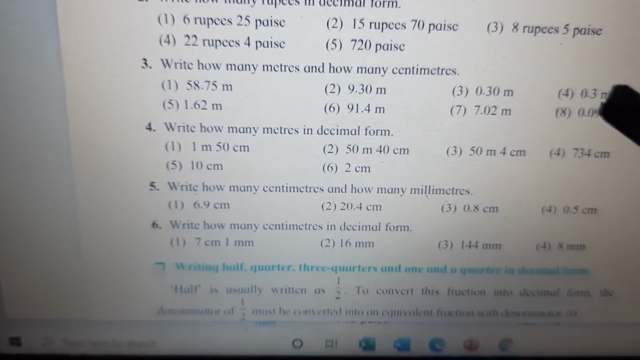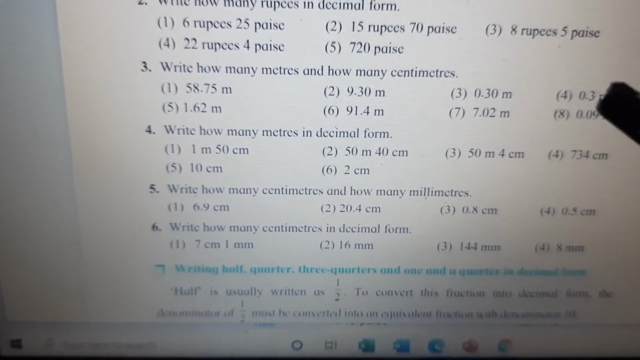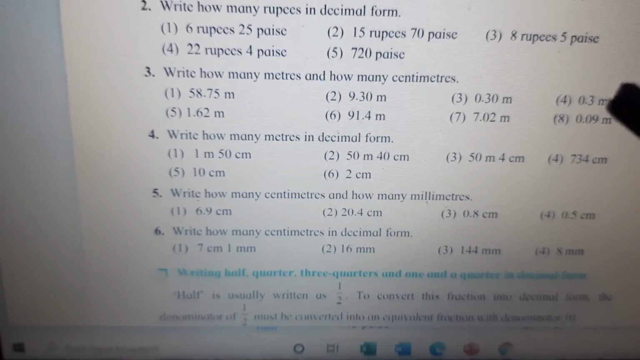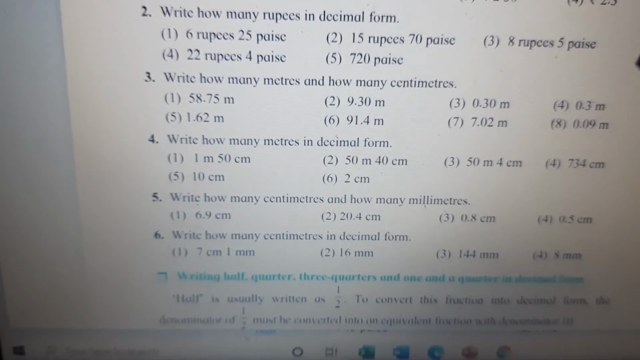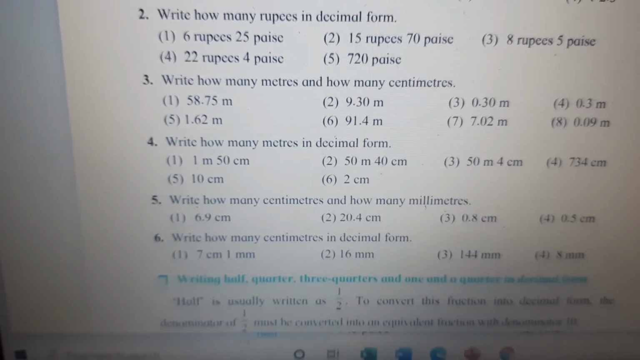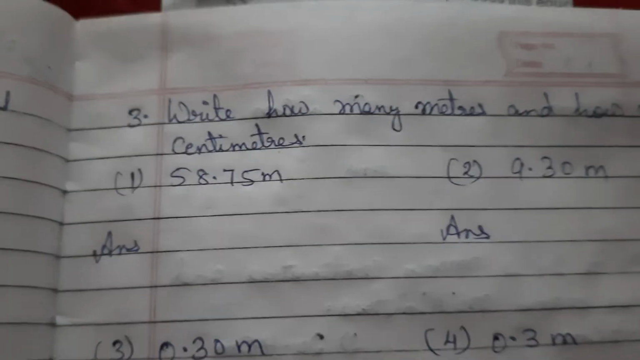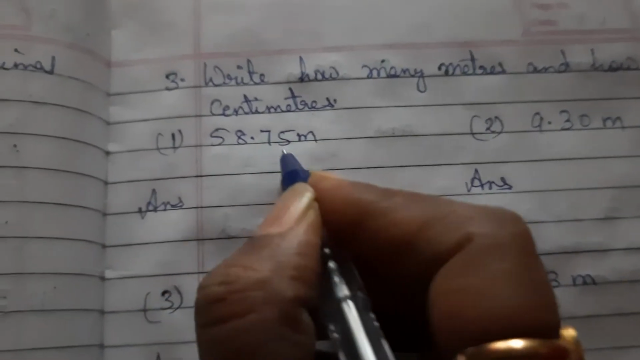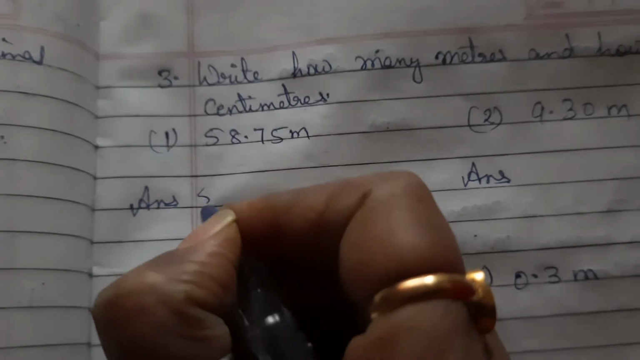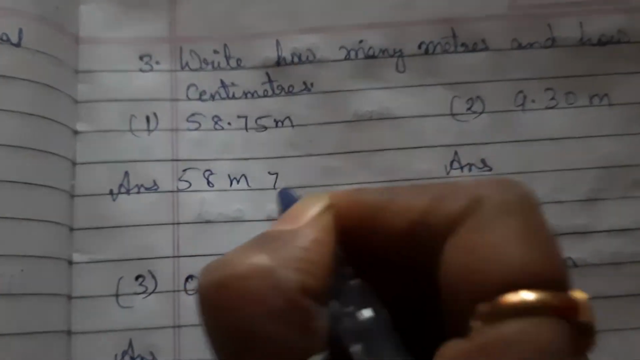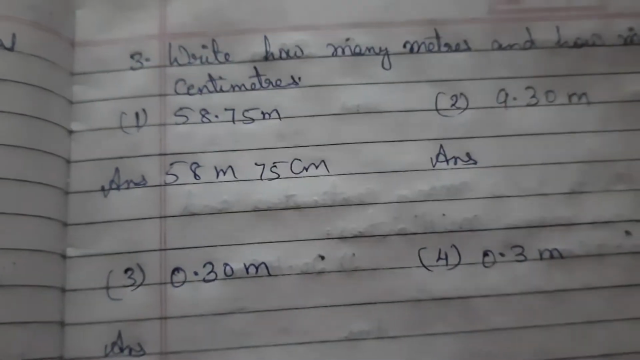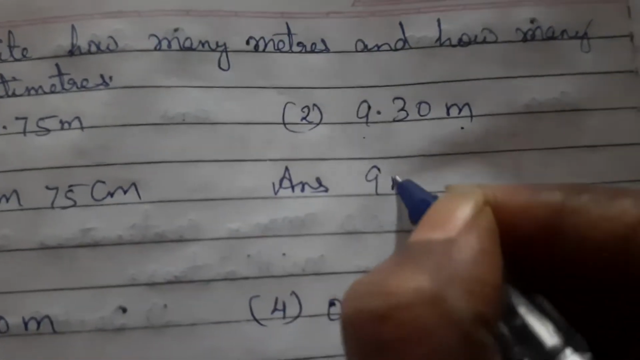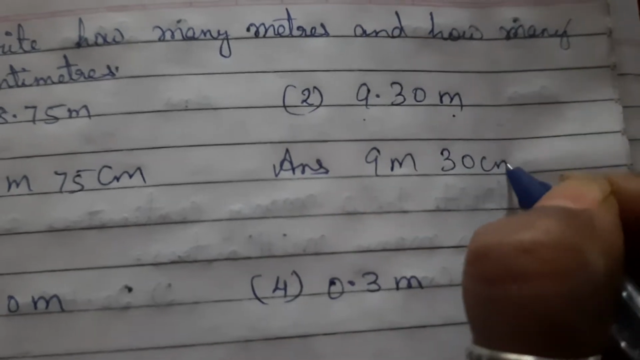Okay children. Now 0.3 meter. 0.3 meter is also the same, 30 centimeter. Okay. Hope this 0.3, 0.30 is all clear for you. I'll just write and show it to you. So write how many meters and how many centimeters. 58.75 meter. That means children, 58 meter 75 centimeter. Okay. Second one, 9.30 meter. That means 9 meter 30 centimeter.